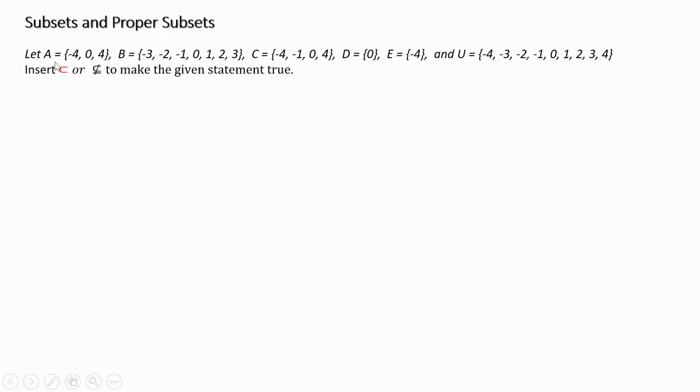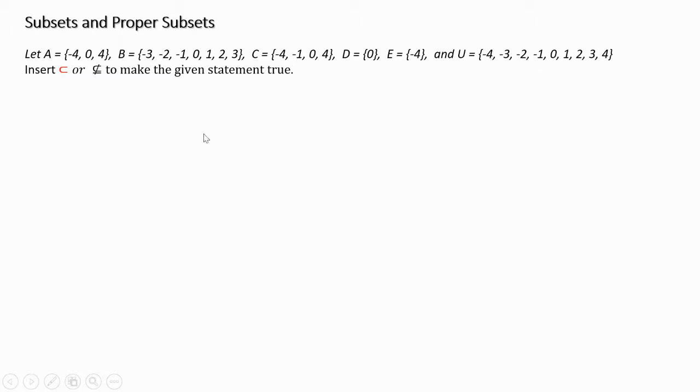Okay, they give you: let A equal the set {-4, 0, 4}. Set B equals {-3, -2, -1, 0, 1, 2, 3}. And set C is equal to {-4, -1, 0, 4}. And set D is equal to just {0}, the element 0. And set U is equal to {-4, -3, -2, -1, 0, 1, 2, 3, 4}. This is a universal set, right? The universal set is always denoted by capital U.